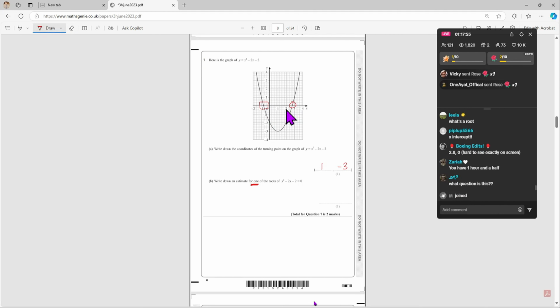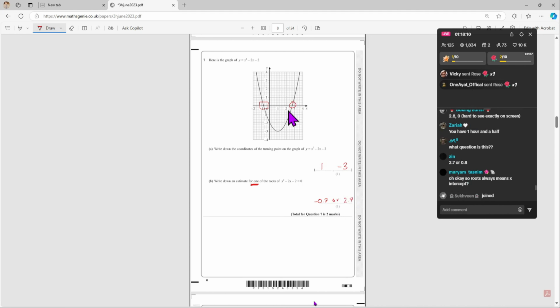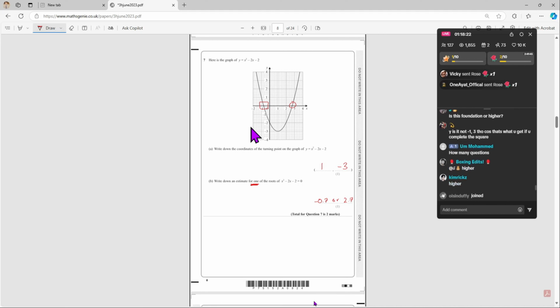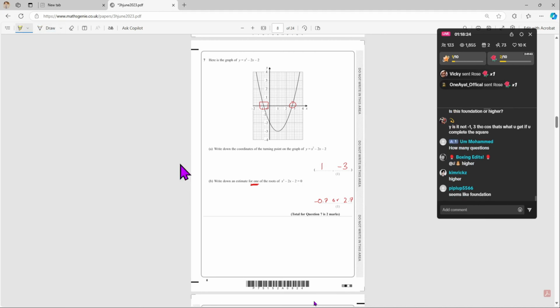Now it says only give one, so you can give either value. You can either give minus 0.7 or 2.7. You guys probably can't see it because it's kind of zoomed out, but if you have the real exam, you can look closely. It's 2.7 and minus 0.7 when it intercepts or touches the x-axis, okay?